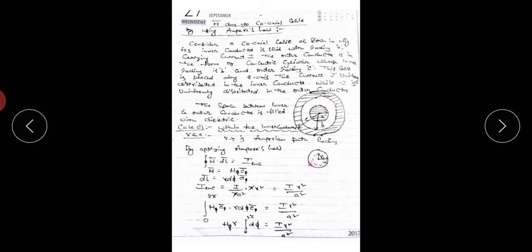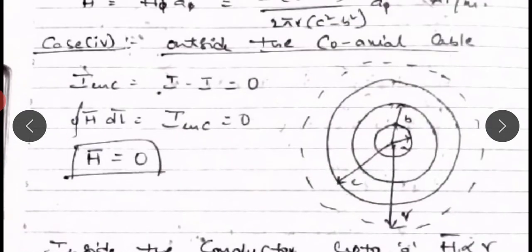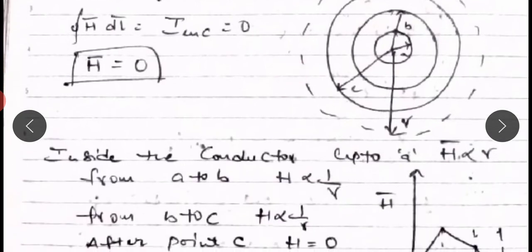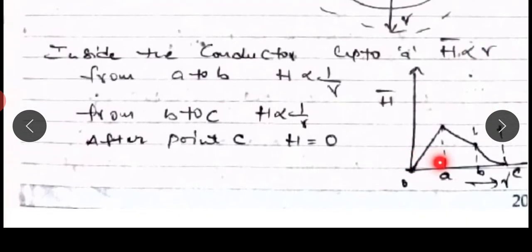First, in case 1, the magnetic field intensity expression: H bar equals I R by 2πa² into a_φ bar. Here H bar is directly proportional to R. So inside the inner conductor, up to radius A meters, the magnetic field intensity is directly proportional to R. So up to A, by increasing R, the H value increases like this.